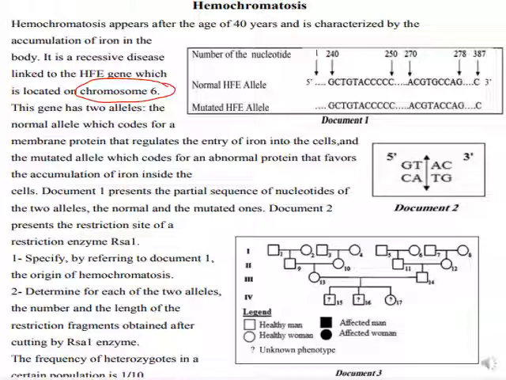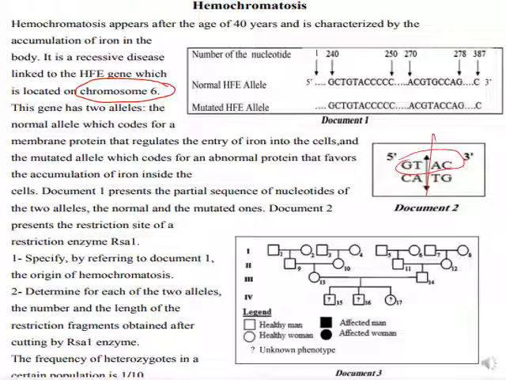Here, document 1 presents the partial sequence of nucleotides of two alleles, the normal and the mutated one. Document 2 represents the restriction sites of the enzyme RSA1. The restriction enzyme cuts whenever it sees GTAC. And this is the nucleotide sequence of both the normal and the affected.